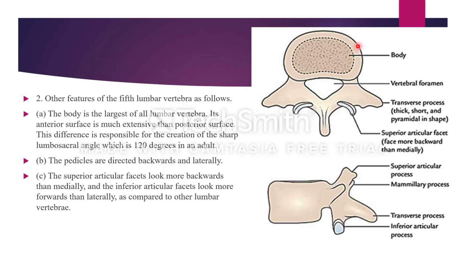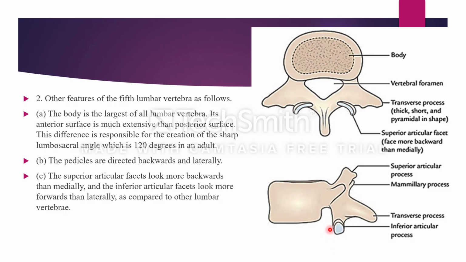See here, this is the body, this is the vertebral foramen, this is the transverse process which is thick, short and pyramidal in shape. This is the superior articular facet. These facets are facing backwards and medially. See here the superior articular facets, they will be near to one another in the fifth lumbar vertebra, but the inferior articular processes will be far from one another in the fifth lumbar vertebra.